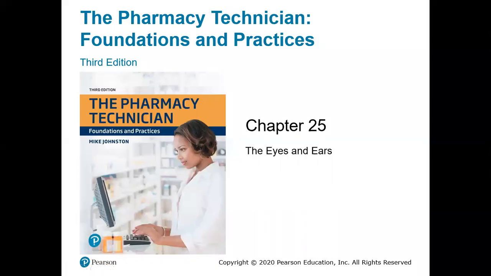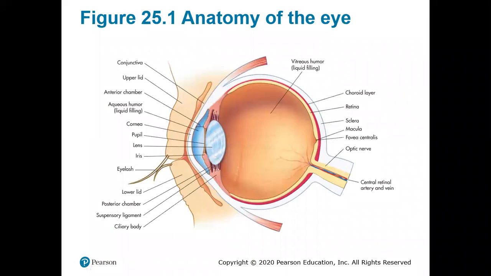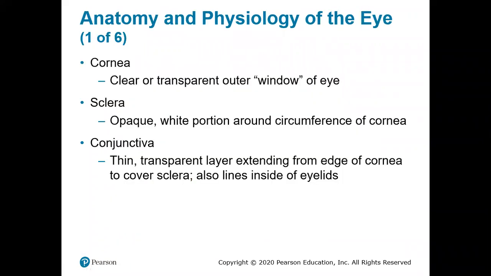Hello, this will be a lecture of chapter 25, which begins on page 377 in the textbook. We're going to start with figure 25.1, which is the anatomy of the eye. This again is detailed on page 377 in the textbook. We're going to start with the anatomy and physiology of the eye.